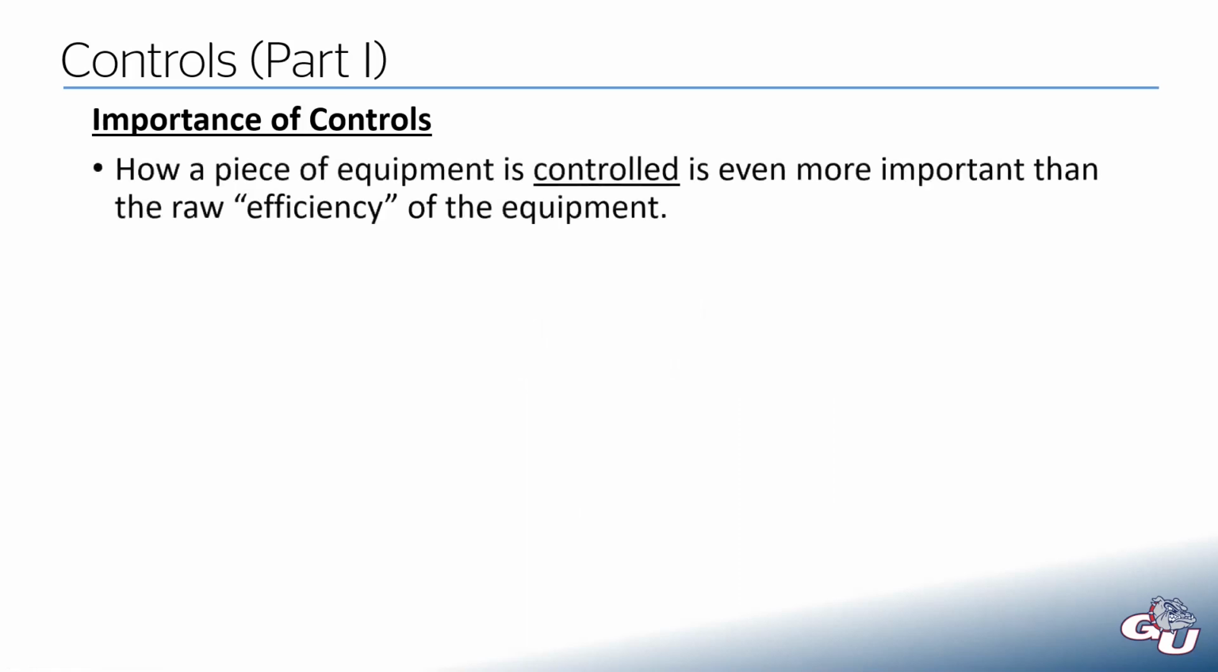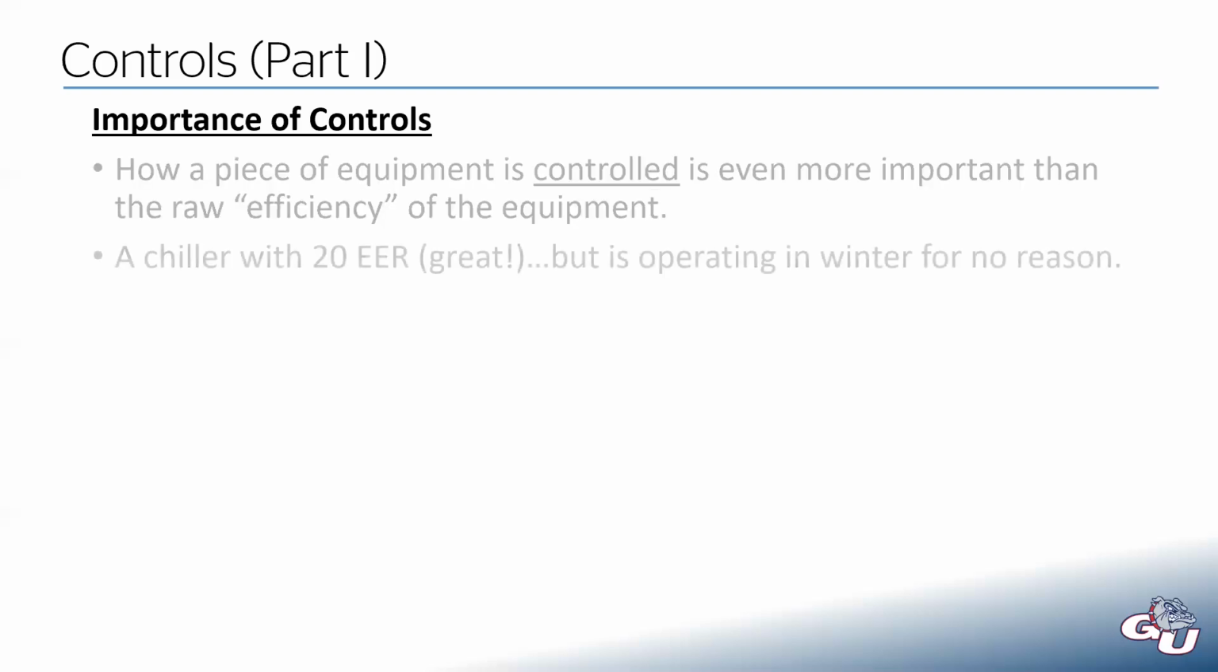But it's this idea that how your equipment is controlled is way more important than just the raw efficiency of the equipment. Some basic examples: you have a chiller with an efficiency of 20 EER. That's a very high efficiency chiller, but if you're operating that in the winter for no reason, you're probably wasting a lot of energy on that chiller.